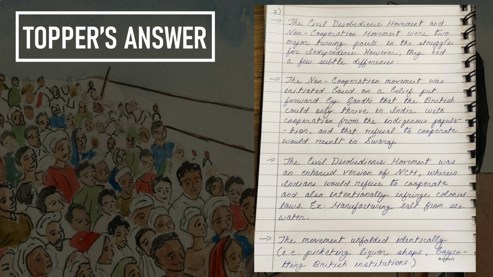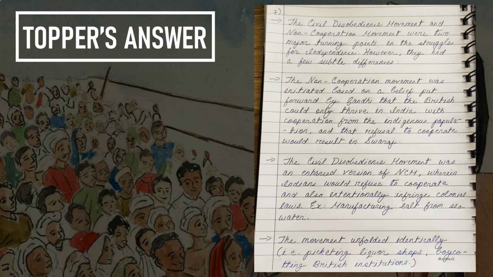This person wrote, the civil disobedience movement and non-cooperation movement were two major turning points in the struggle for independence. However, they had a few subtle differences. The non-cooperation movement was initiated based on a belief put forward by Gandhi that the British could only thrive in India with cooperation from the indigenous population, and that refusal to cooperate would result in Swaraj, or freedom.